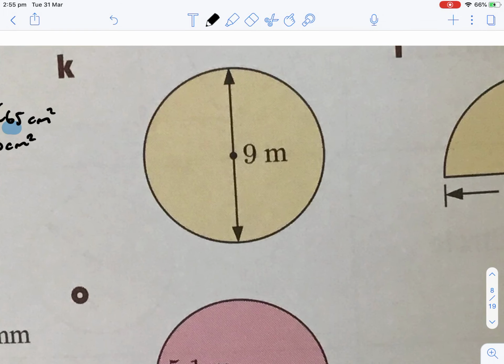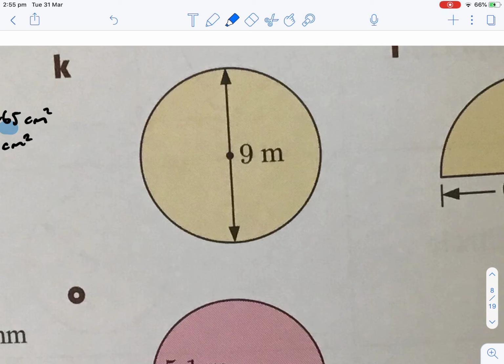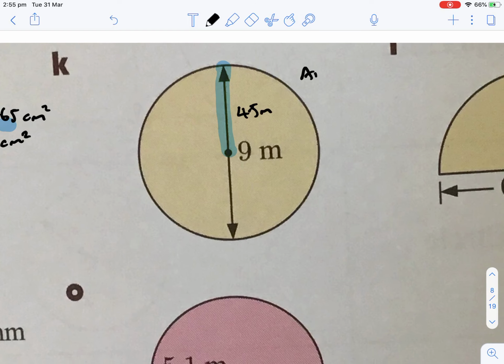In the next question, they've tried to trick you by giving you the diameter instead of the radius. So look for those things. The formula includes only the radius, and the radius, of course, is half of the diameter. So in this case, my radius would be 4.5 metres. And so my area for this one would be equal to pi times my radius, which is 4.5 squared. Must square it.